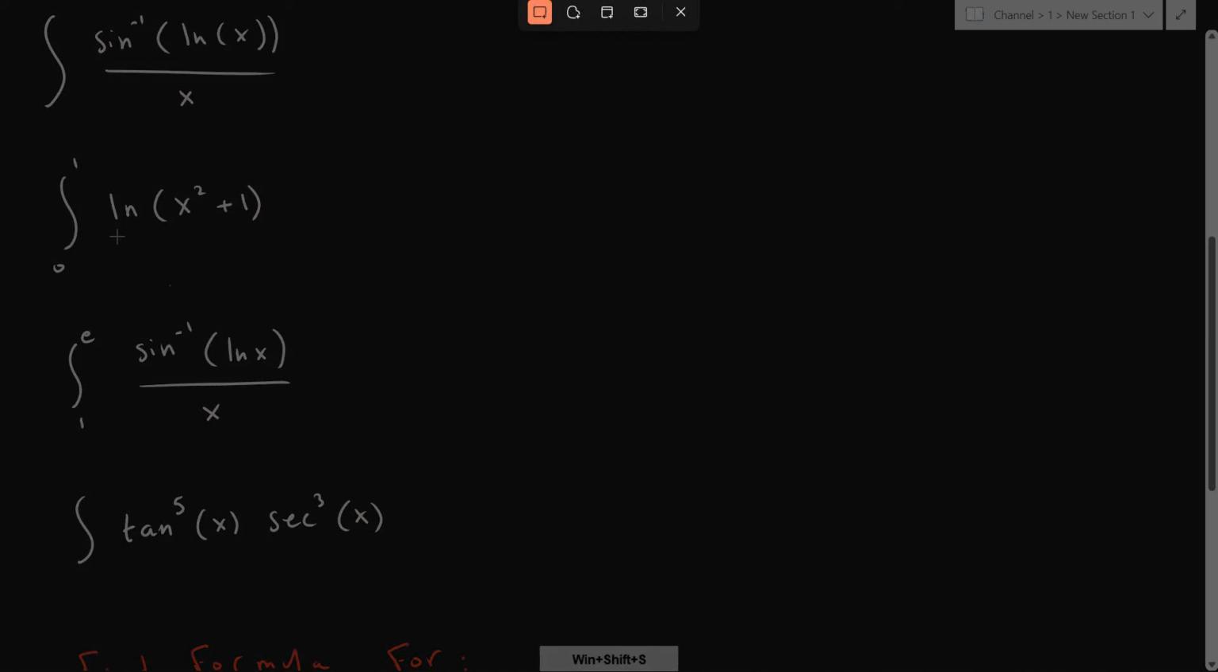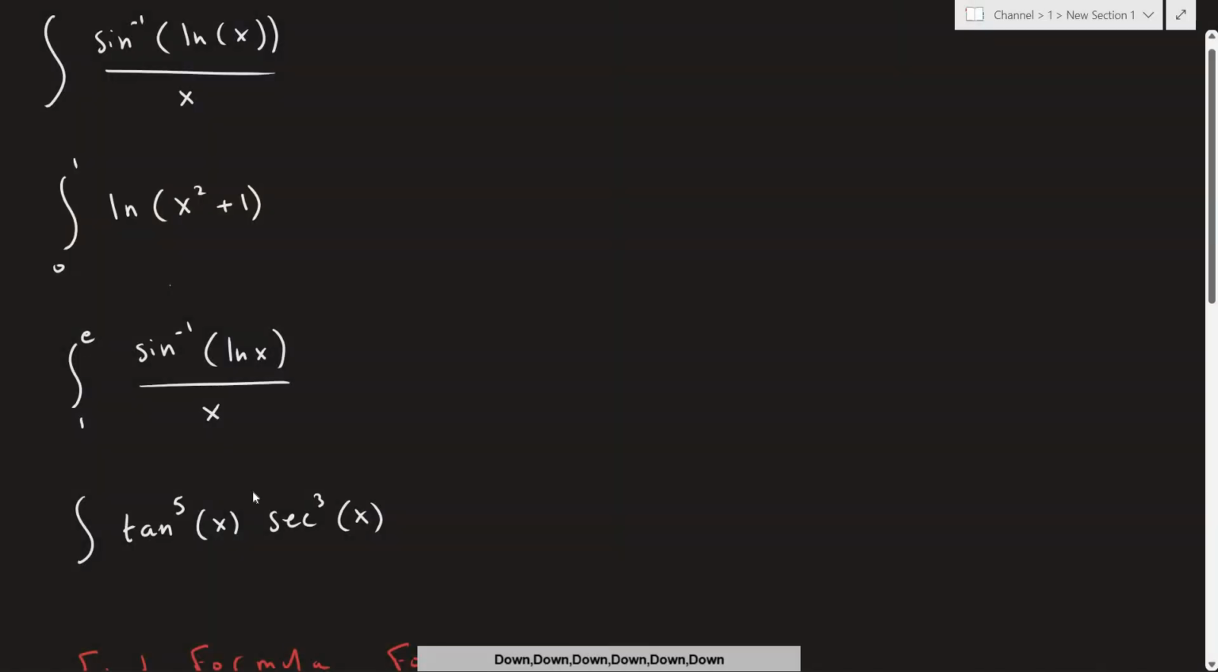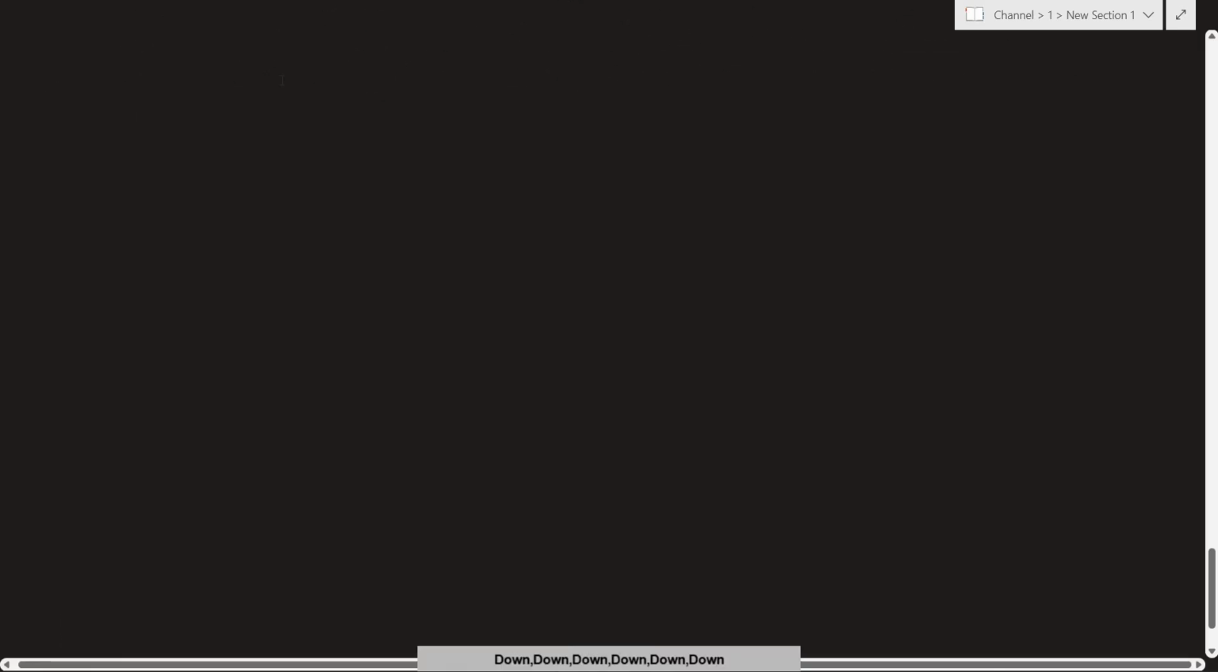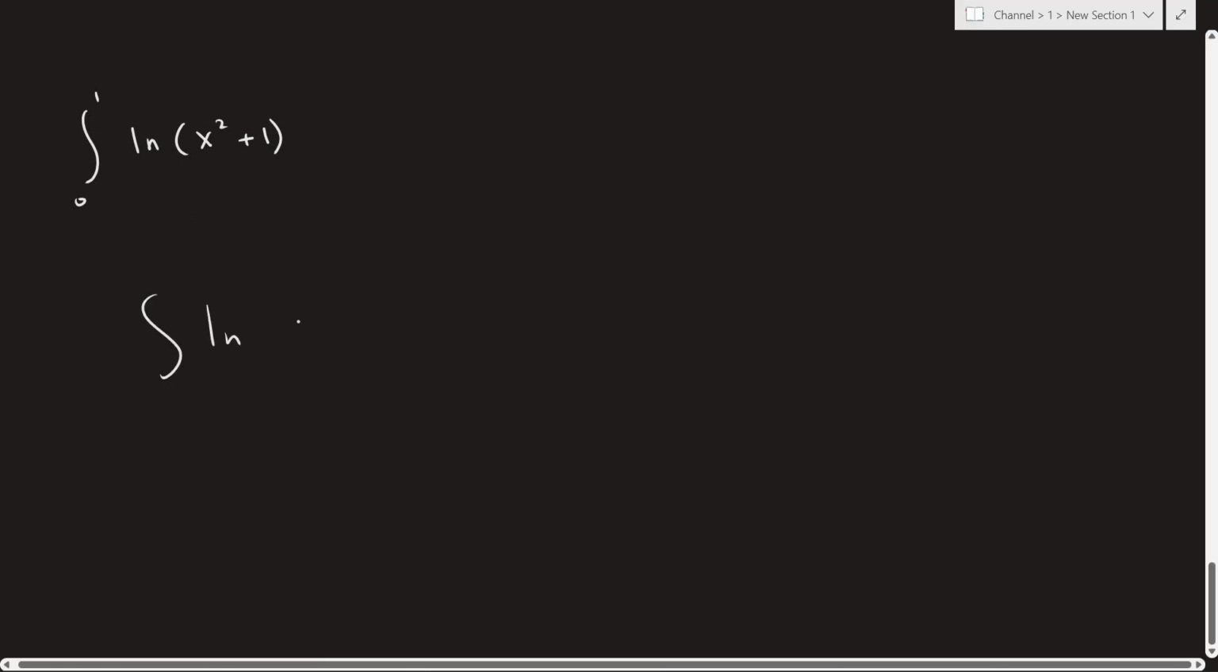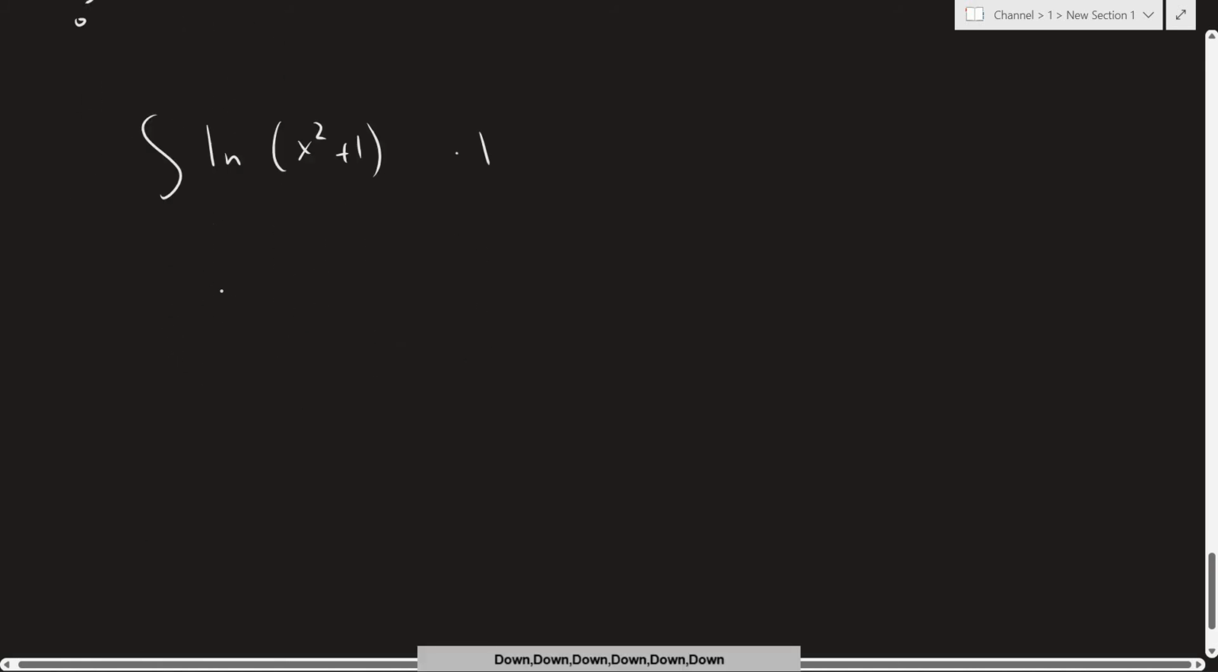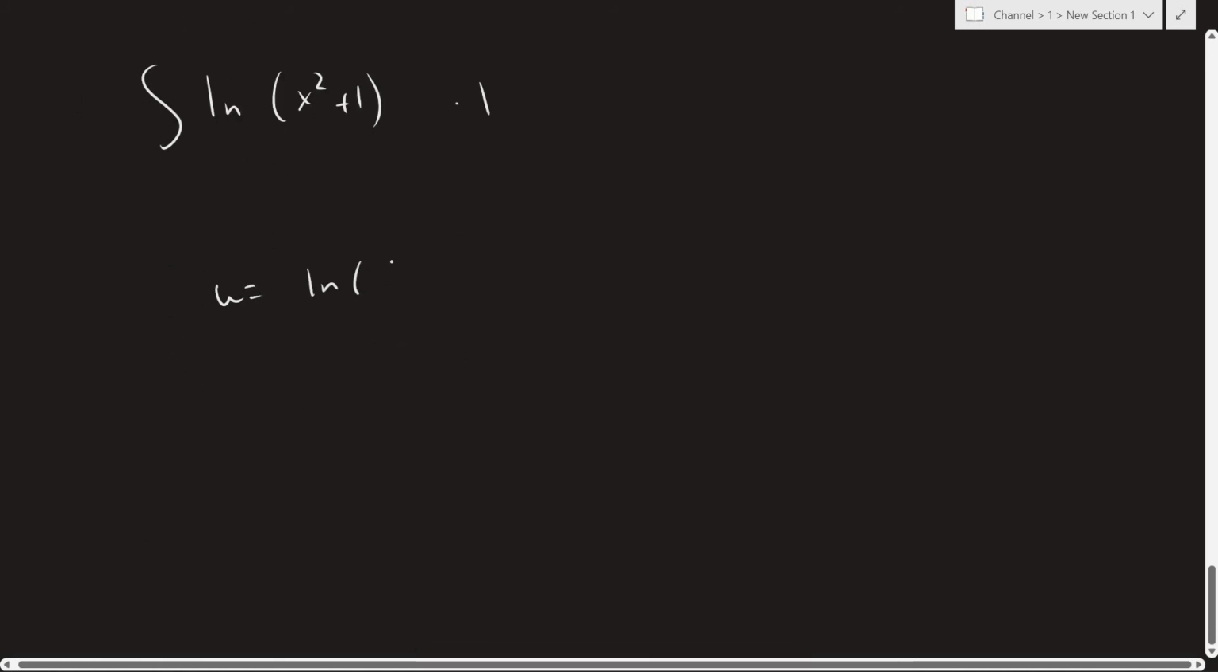All right, so next question. The integral of ln(x squared plus 1) between 0 and 1. Always leave the bounds till the end. So what I'm going to do is just solve the integral of ln(x squared plus 1), and apply 0 and 1 at the end. To find this integration, multiply by 1, so we can have 2 parts, and solve by integration by parts. So u is ln(x squared plus 1), and v prime is equal to 1.